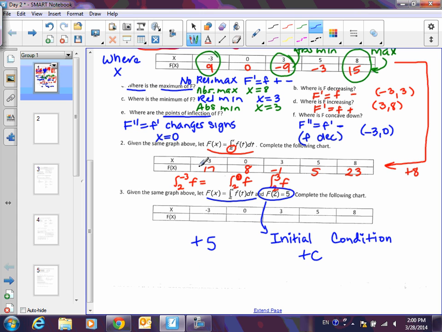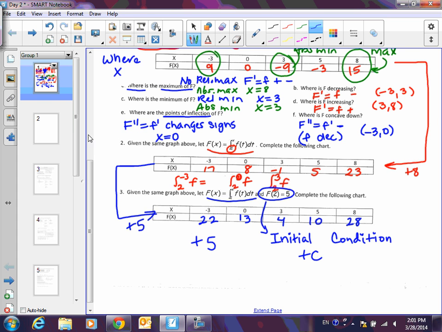Okay? So before, when we integrated, we got 17. Add your initial condition, and you would get 22. 17 plus 5 is 22. So just draw what you need to draw here, so that you know. So what would the next one be? 13, 4, 10, 28. Okay, so that was a lot on the same problem set. That was a pretty long problem set.